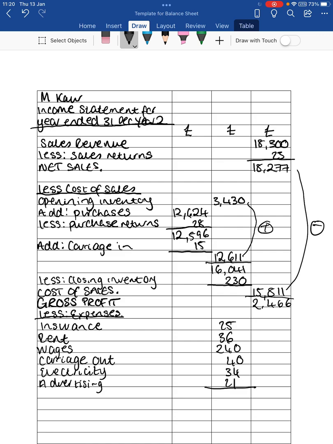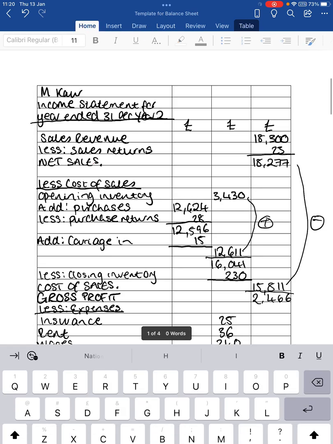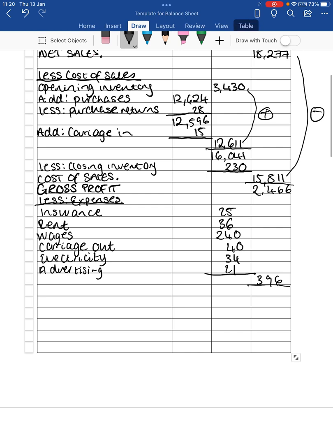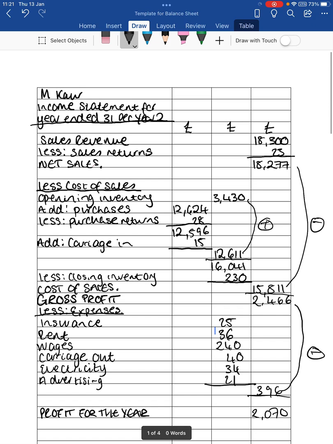What we're going to do is add up all our total expenses, which comes to £396. And to work out our official profit for the year, all we have to do is take away our total expenses from our gross profit. So 2,466 take away 396 should leave us with a total of £2,070. That's you completed your income statement for task 9.